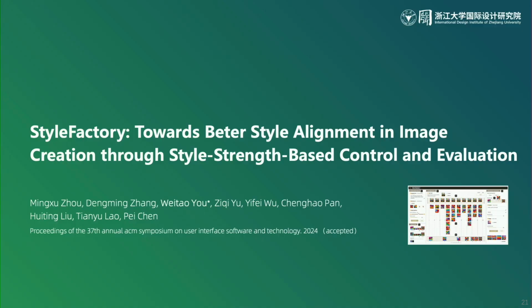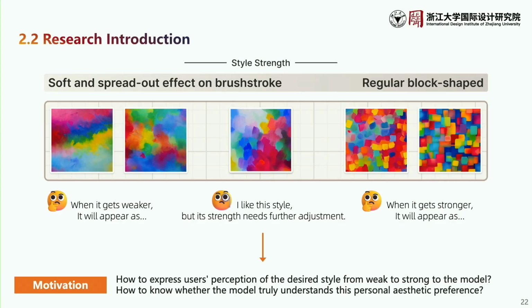Here's our first work, and this paper is accepted in UIST this year. We call it Style Factory. So what is Style Factory? For example, I want to generate an image in this style, but I want to control the style strength. If I want the AI to generate a weak style, the image should be generated on the left. But if I want a strong style, the image should be on the right. So how can I tell this to AI?